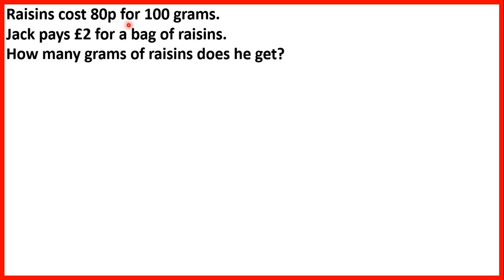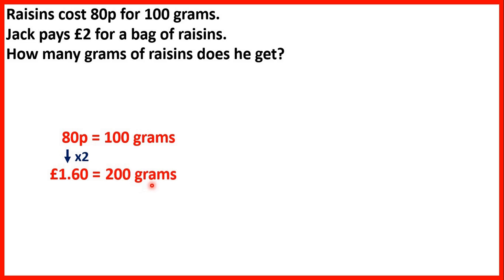Raisins cost 80 pence for 100 grams. Jack pays £2 for a bag of raisins. How many grams of raisins does he get? So we know that 80 pence is 100 grams, but we want to know how many grams we get for £2. We can't multiply 80 pence by any whole number to get £2, but we can double 80 pence, so 80 pence times 2 is £1.60, and 100 times 2 is 200. So for £1.60 we can get 200 grams of raisins.